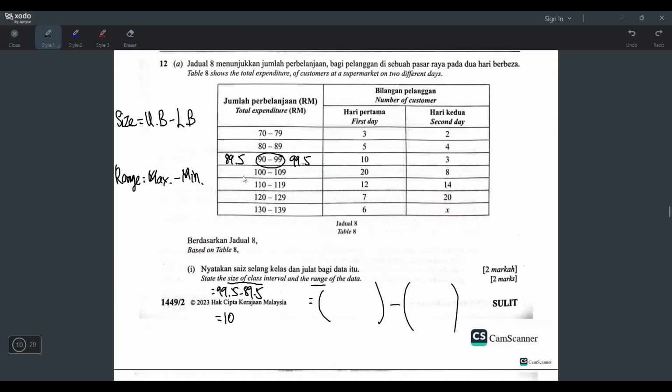That's for grouped data, if there are classes. So how to find the midpoint for the highest class? Take the smaller number plus the bigger number, divide by 2. This is how you find midpoint. Same thing here, 70 plus 79 divide 2. So press all this and you get the answer. This one you get 134.5. This one is 74.5. And when you minus, it is 60. So this is the answer.